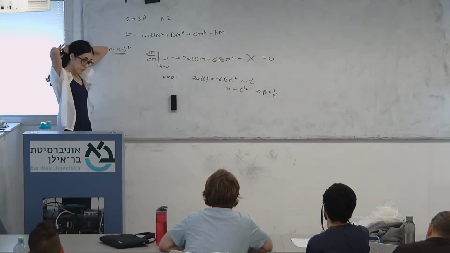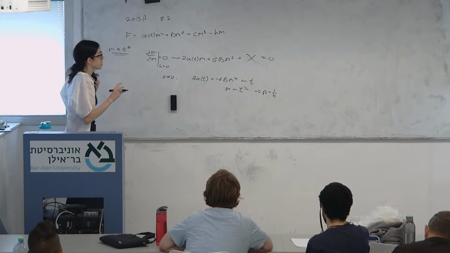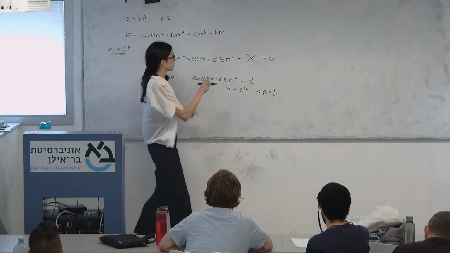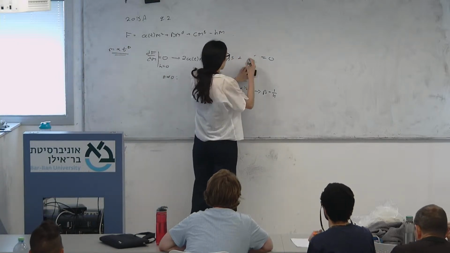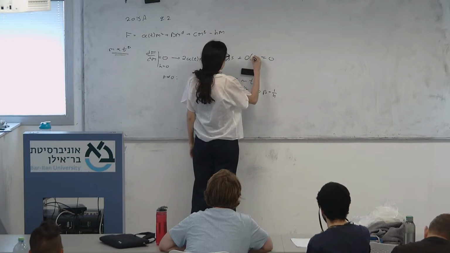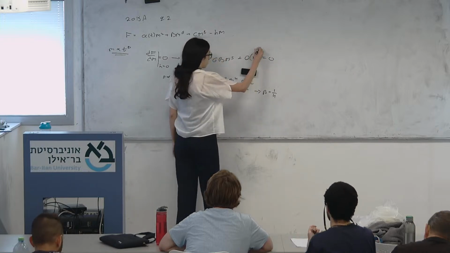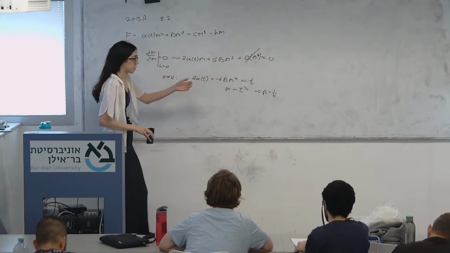Hmm? What is the x? Where is it? Oh, this is like order of m to the power 7. So I just ignored it because we don't need the higher order.